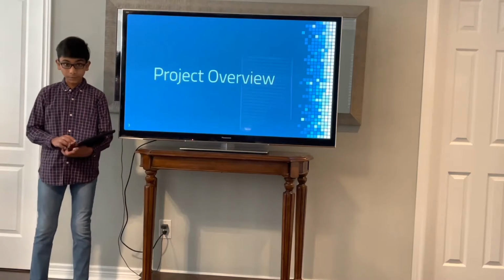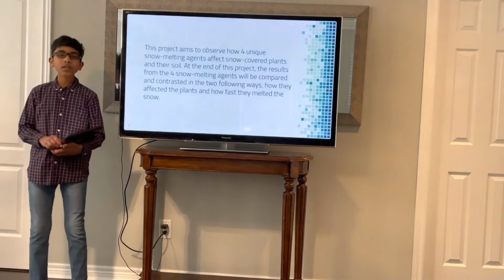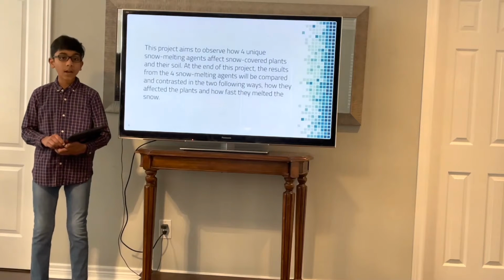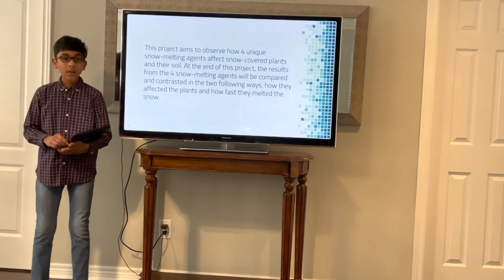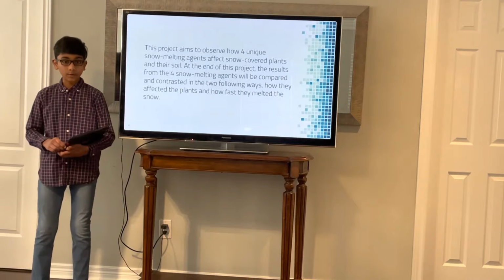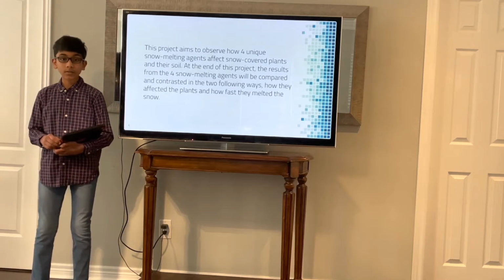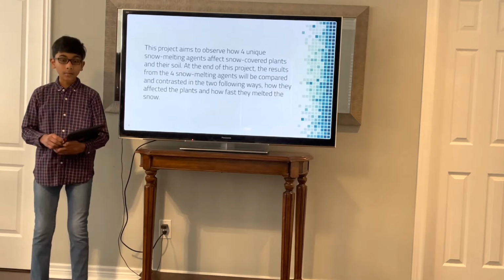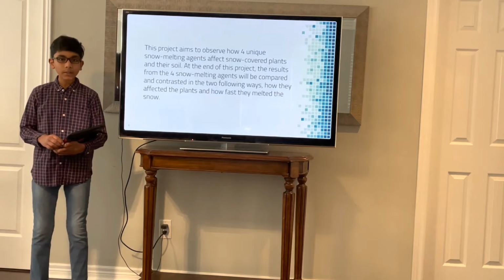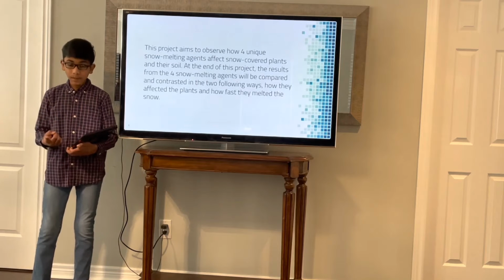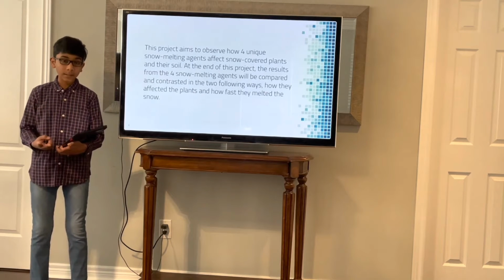With the project overview. My project is all about observing how 4 different snow melting agents affect snow-covered plants and their soil. At the end of the study, I'll be comparing and contrasting the test results from these 4 snow melting agents in the following 2 ways: how they affected the plants and how fast they melted the snow.